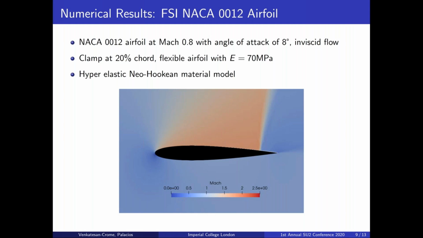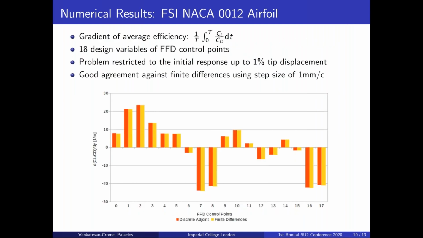For the results to follow, we'll use a flexible airfoil with uniform stiffness of 70 megapascal, which is known to be a stiffness level that creates limit cycle oscillations for this problem setup. Again, using efficiency as the objective function, and now with a slightly reduced number of design variables, 9 on each of the upper and lower FFD box surfaces, just to reduce the amount of time needed for the finite differences at this stage.